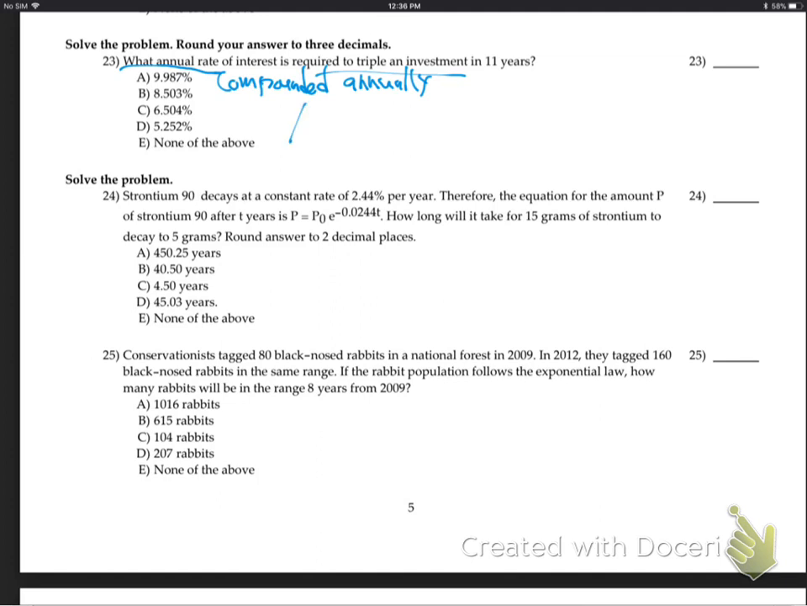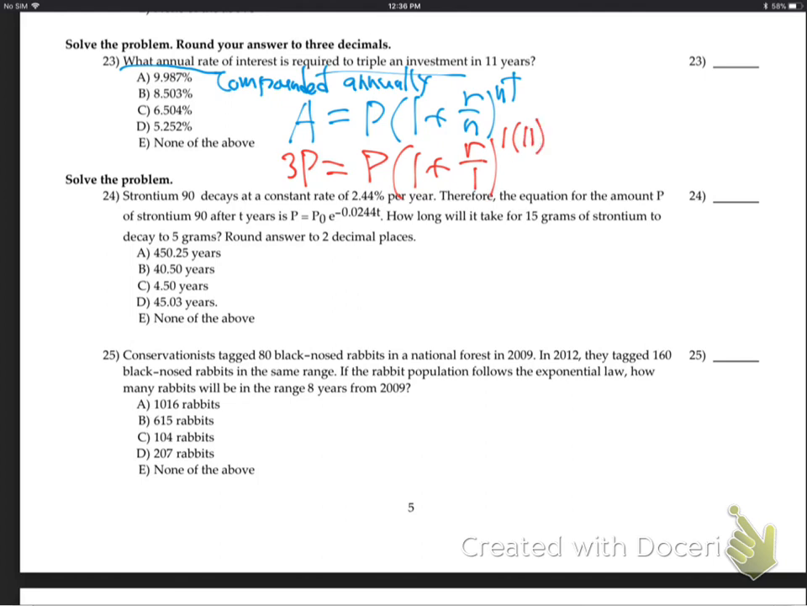All right, so here we go. With that information, let's try it. 1 plus r over n to the nt. So we're going to use that formula. Why do I not use the PERT? That's continuous. But A is 3P, right? Right, and the A is 3P. Good job, because it's triple. So the amount will come 3 times. The rate is what we're looking for. The N is once a year. That's the part they didn't tell me. Compounded annually. N equals once a year. For T equals 11 years.